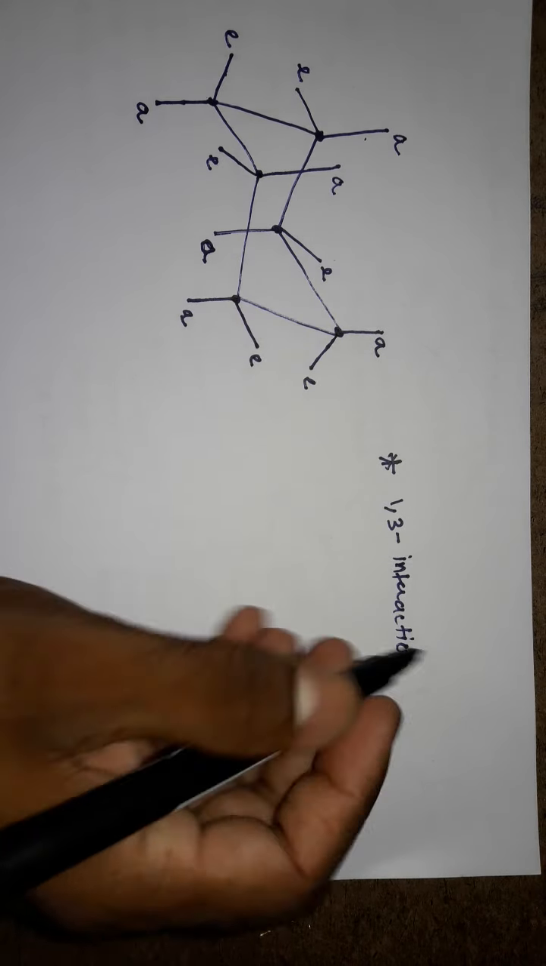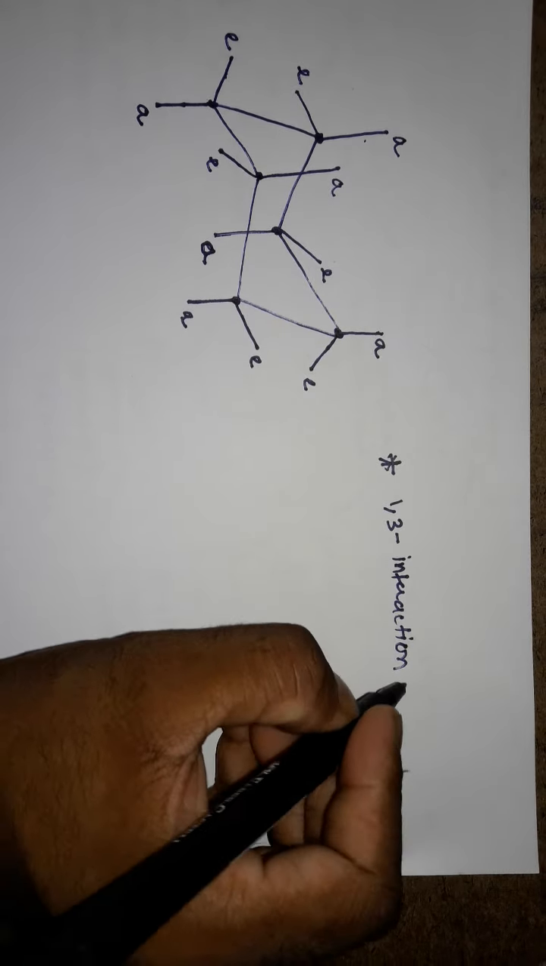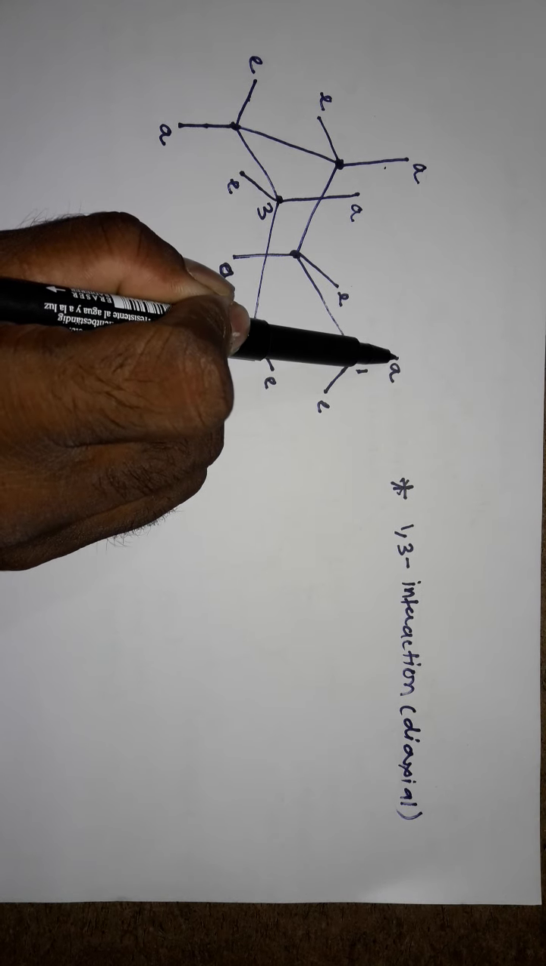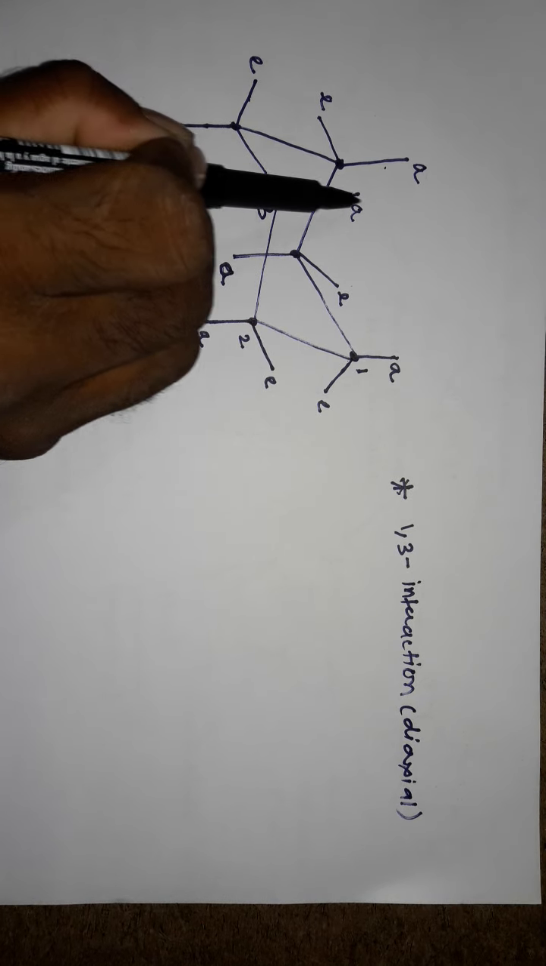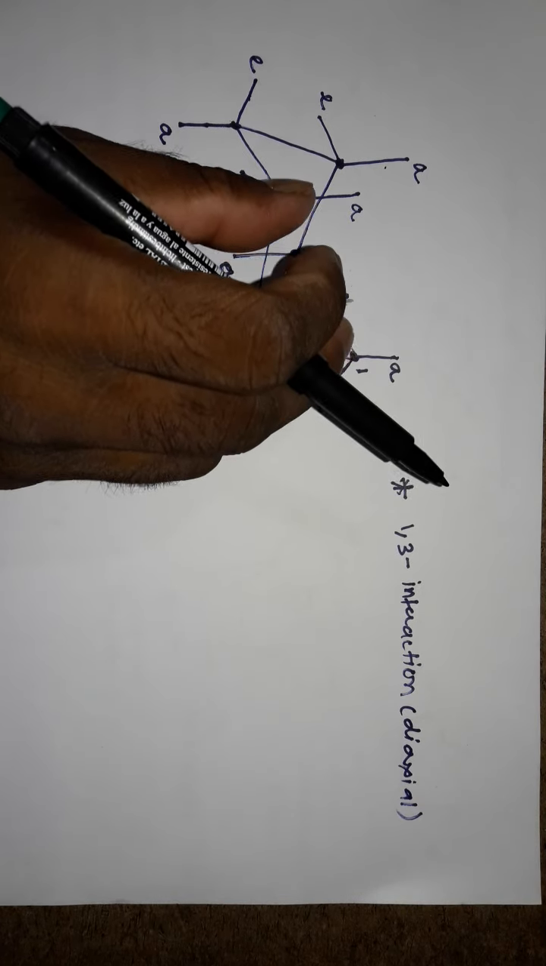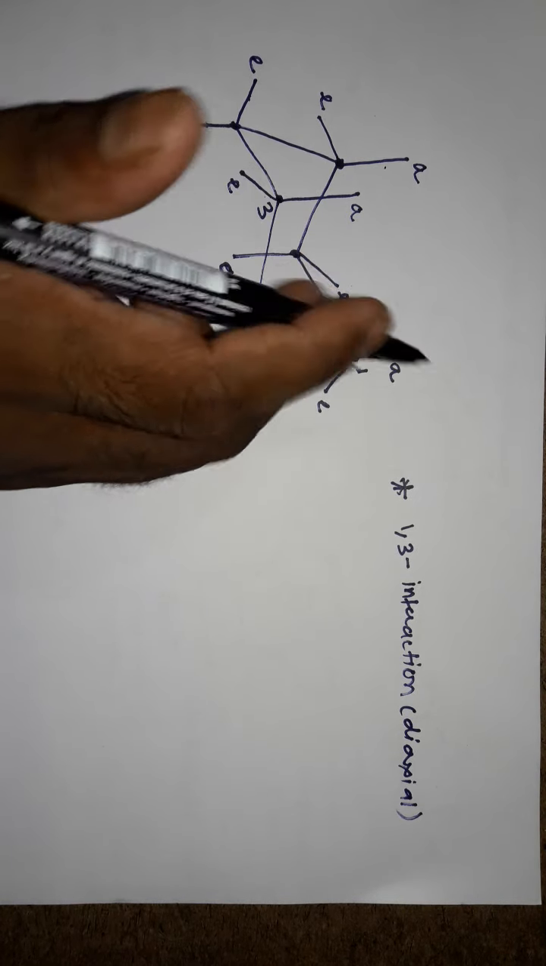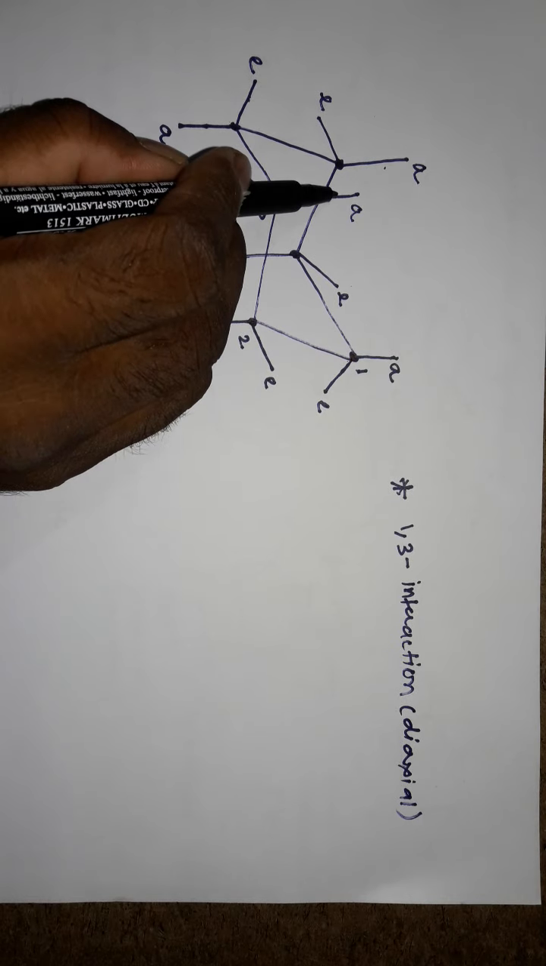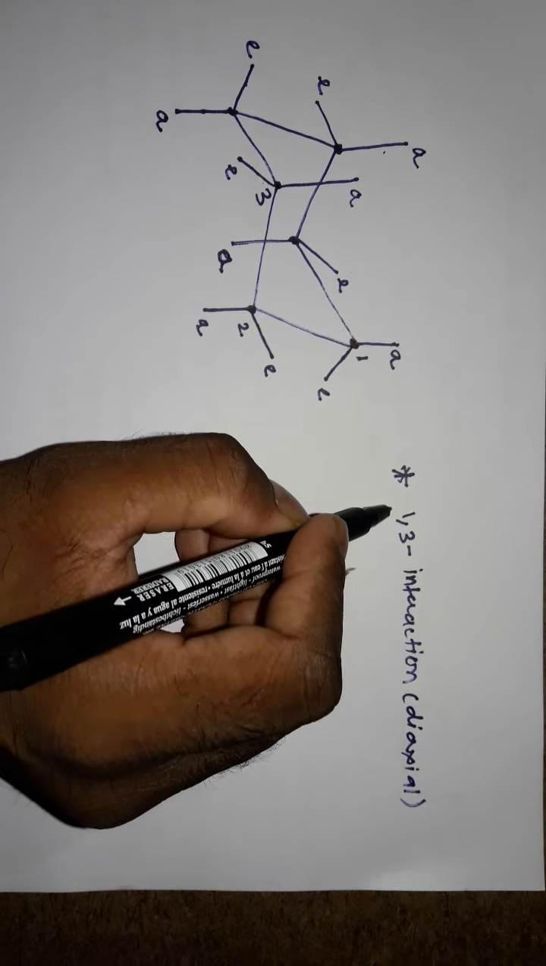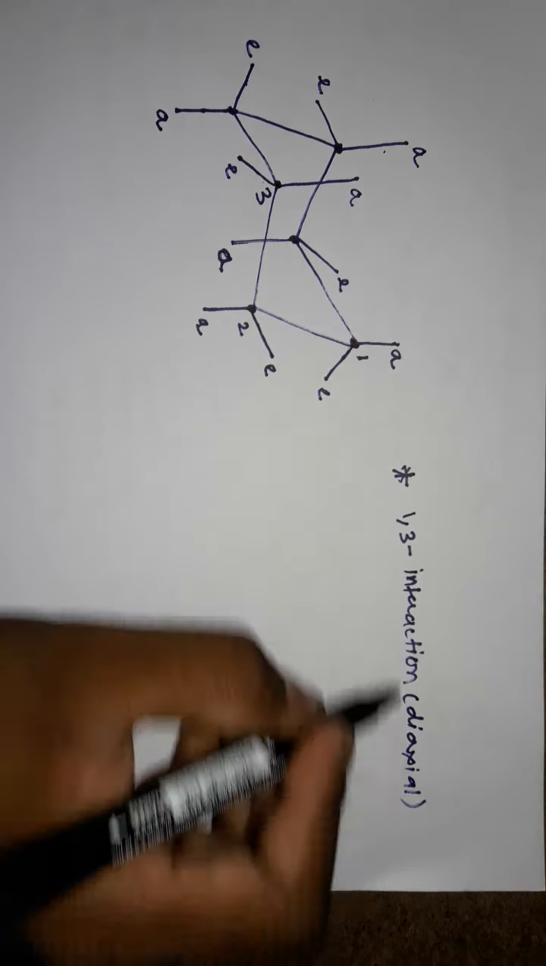So, 1,3 diaxial interaction. We can see that if I number this carbon first, this will be second and this will be third. At the first carbon the axial bond is in the upward direction, and at the third carbon the axial bond is also upward, and they are very close to each other, therefore there will be an interaction. Such an interaction we call 1,3 diaxial interaction.